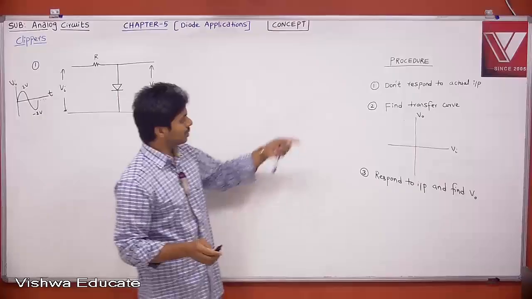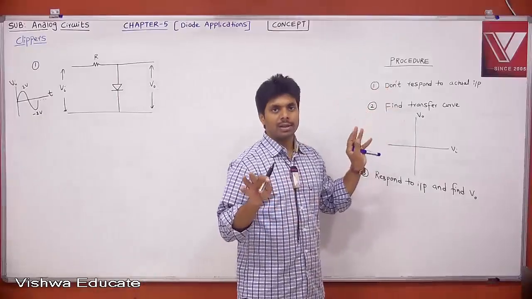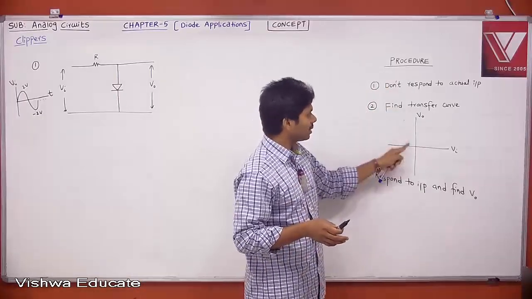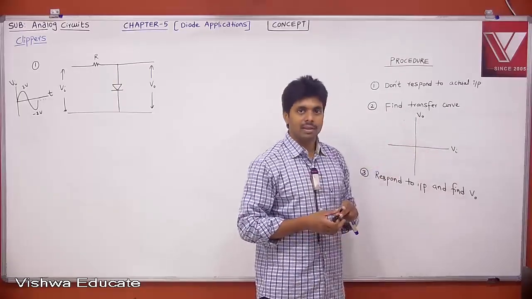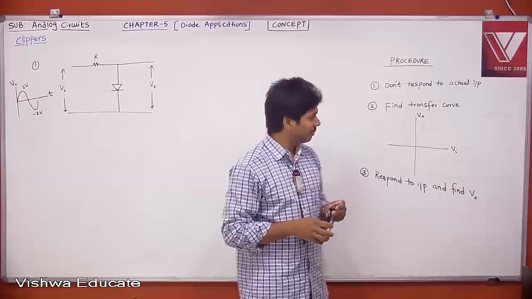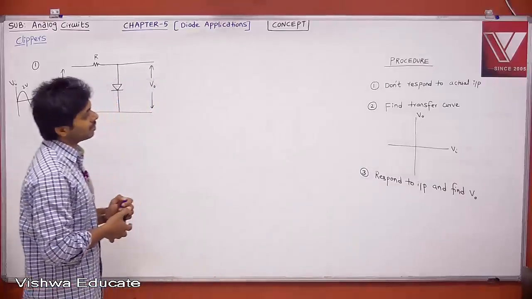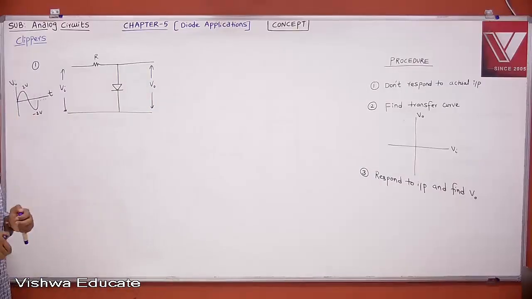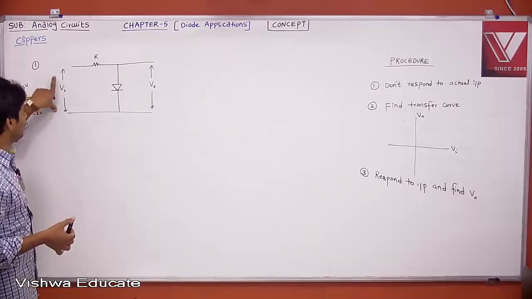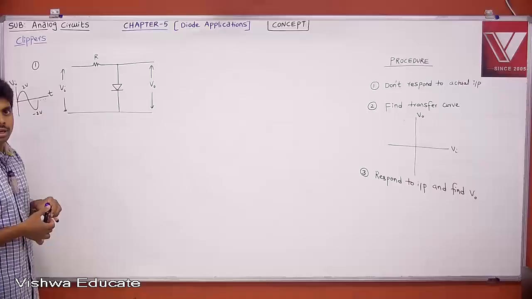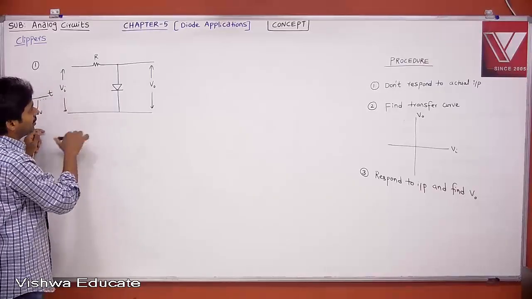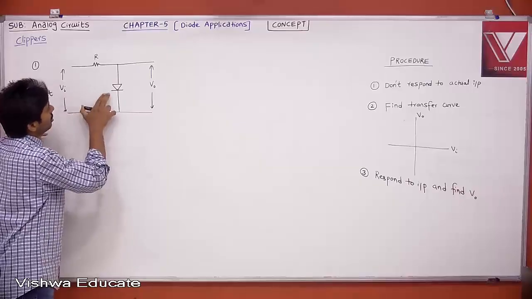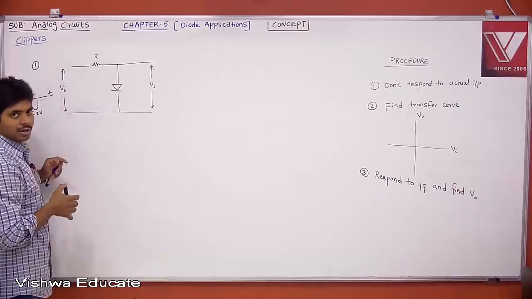But remember, the first step, don't respond, is just information. And the second one is to find the transfer curve. But how will you find the transfer curve, meaning what is V0 with respect to Vi? That is what is going to take time. The second step involves multiple sub-steps. Don't worry about your sine wave, just Vi changing from minus infinity to plus infinity. Then you need to have different steps for what input voltage the diode is on and for what input voltage the diode is off.